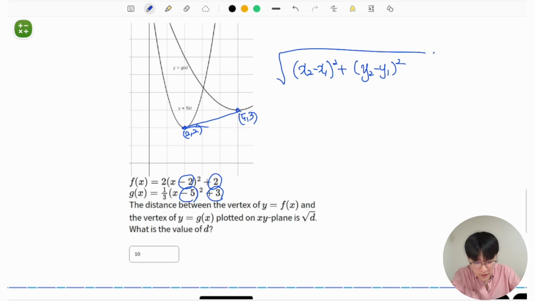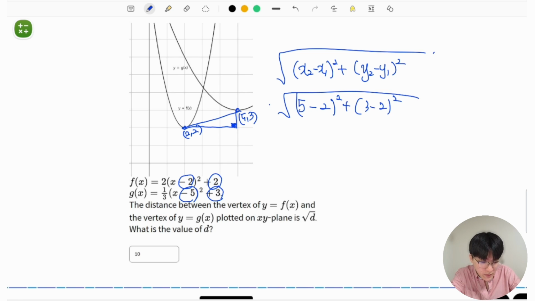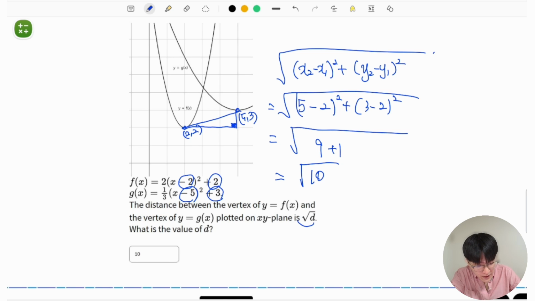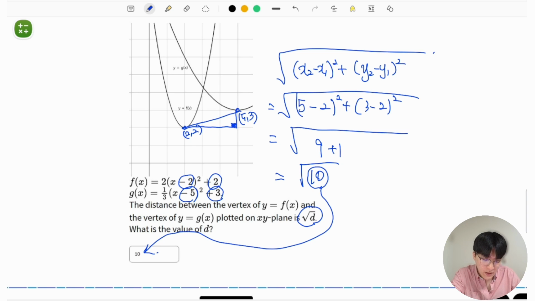Or we can just use the Pythagorean theorem here, if you can see the right triangle. Either way works. Now, it's (5 minus 2) squared plus (3 minus 2) squared. Take the square root. And that is simply 3 squared, which is 9, and 1 squared, which is 1, and therefore we get square root 10. And we said that the answer was in the format of square root d, so we're finding the value that's inside of the square root. The correct answer would be 10.